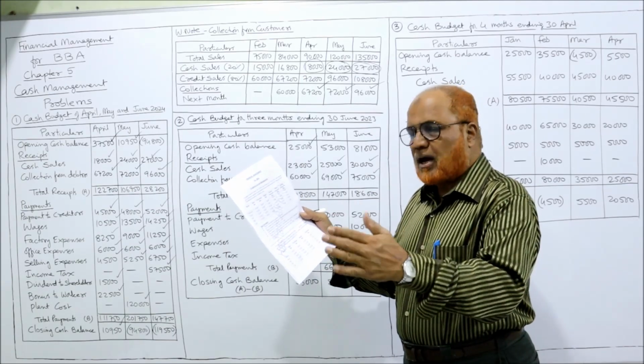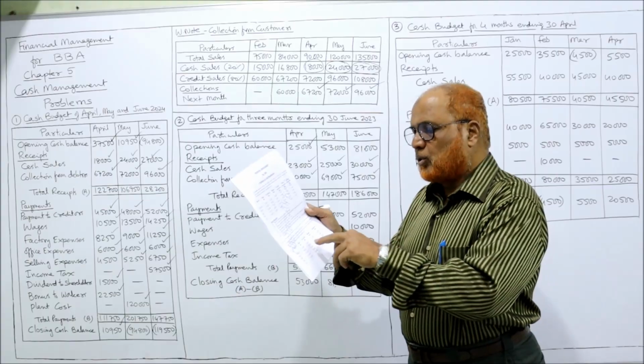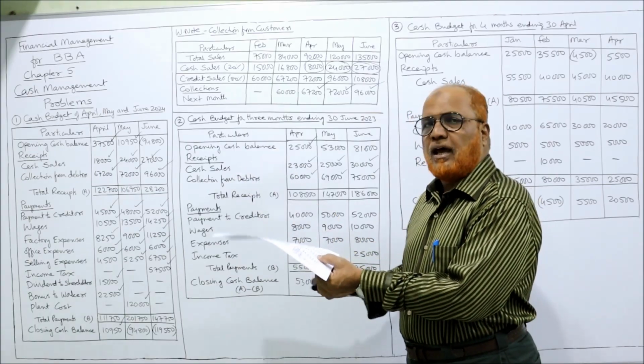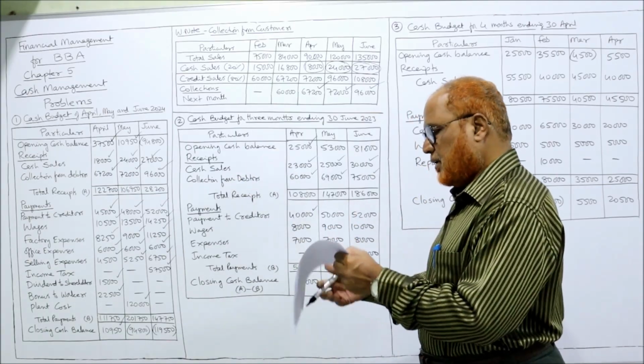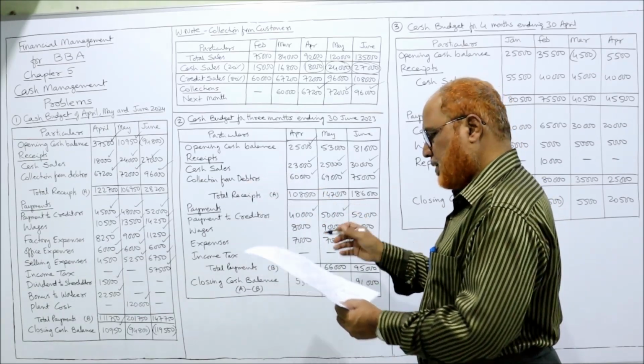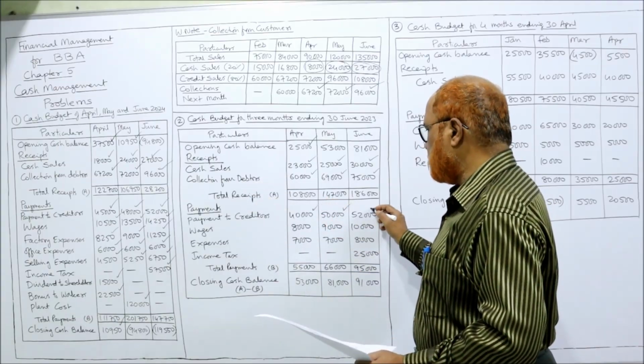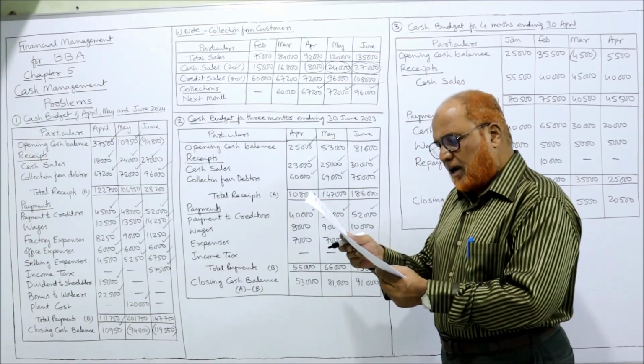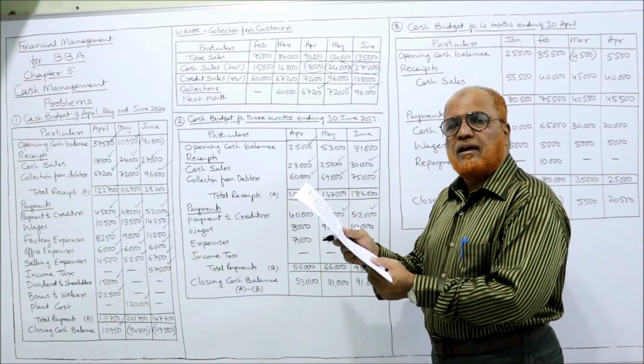February में खरीदे, March छोड़कर April में payment करेंगे. So 40,000 will be paid in April. Then after 40,000, 50,000 will be paid in May. Then 52,000 will be paid in June. That's all. And wages and expenses have 1 month delay.